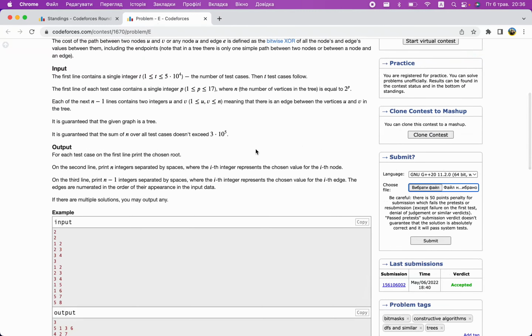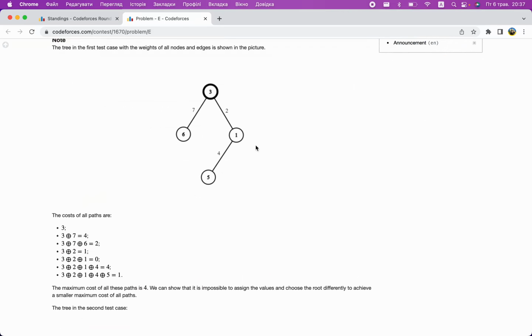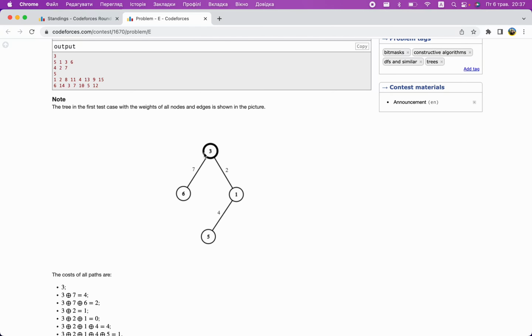Problem E is a cute constructive problem where we have a tree. We want to write some value in each vertex and on each edge, and also we want to root the tree in some way to minimize the following number. For each path that starts at the root and goes down, we compute its XOR. So let's say 1 XOR 3, then 3 XOR 7, XOR 6, etc. We take the XOR of each such path, we take the maximum XOR, and we want to minimize the maximum XOR.